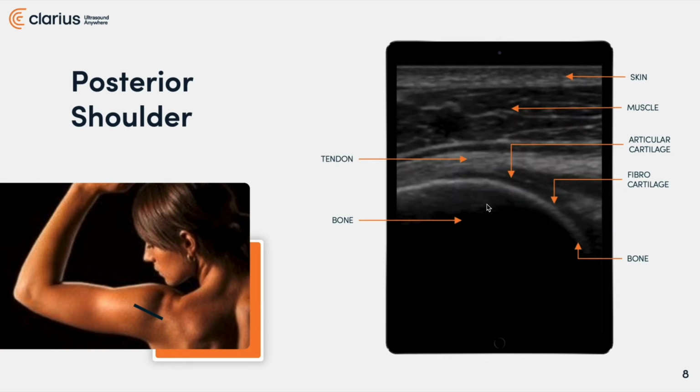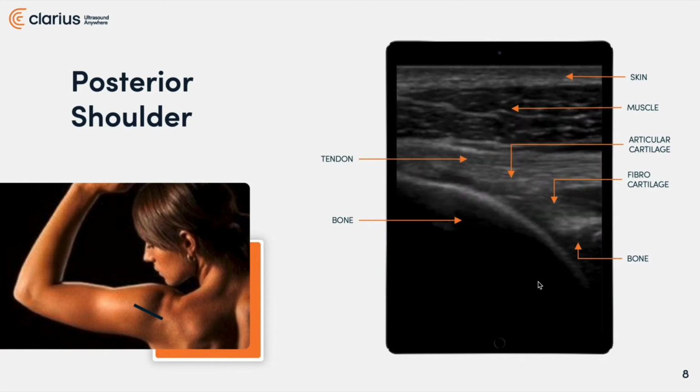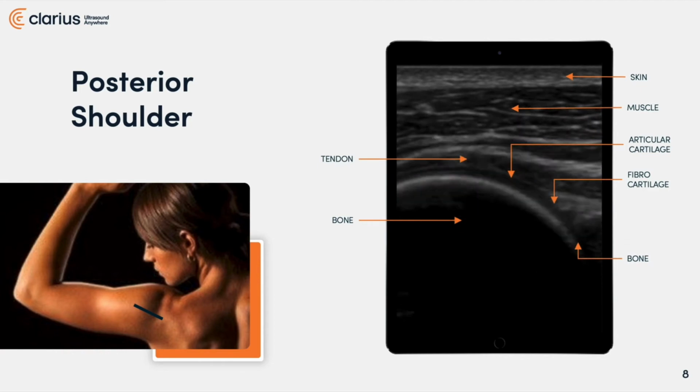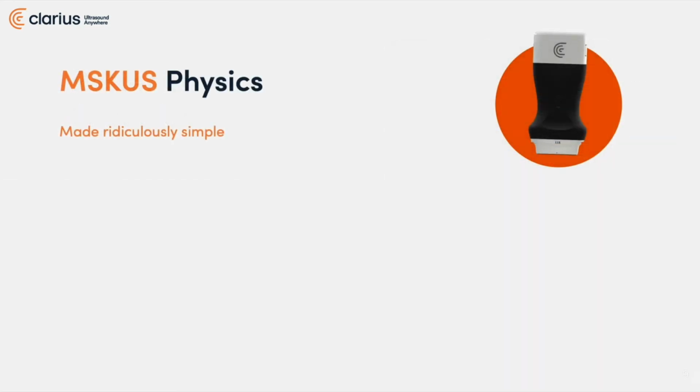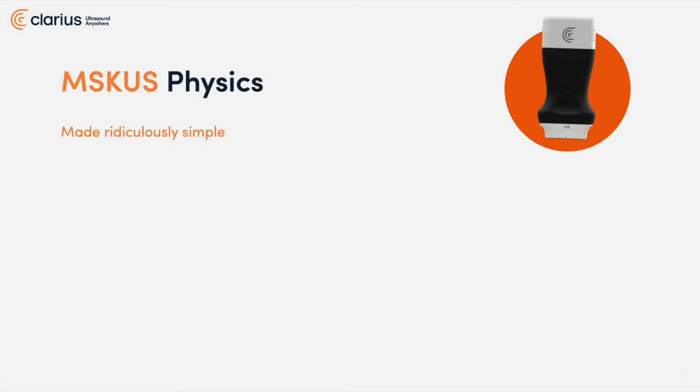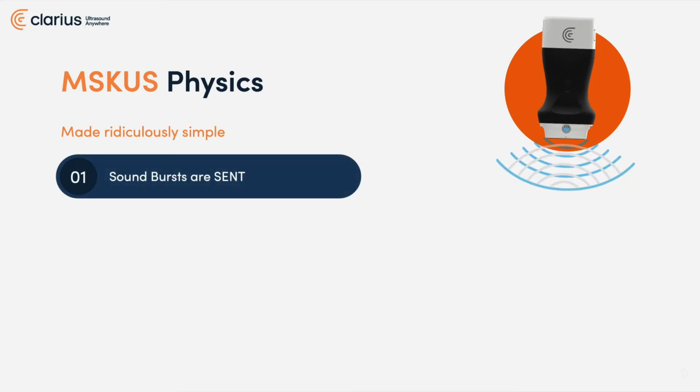How ultrasound engineers generate pictures like this simply from sound is so far beyond my understanding that I'm going to refer to something that I call MSKUS physics made ridiculously simple. I'm using Clarius's version 2 high definition L15 to demonstrate the actual source, or the probe. From this probe is transmitted sound waves. Those sound waves leave the probe.